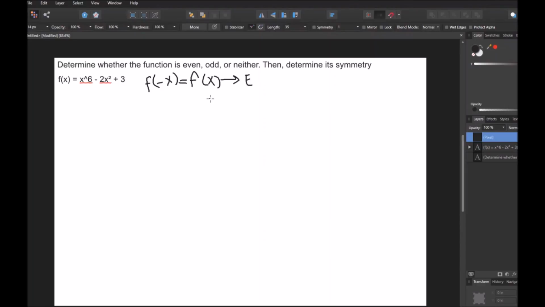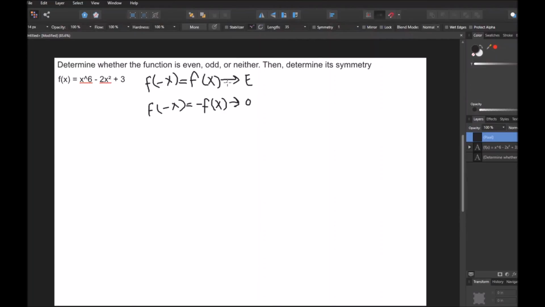I'm just going to write e for even. If f of negative x is equal to negative f of x, then the function is odd. O for odd. And if it's neither of these, then it's neither. So this may still seem somewhat confusing, especially because we're dealing with abstract things like x and negative x and all that. So let's do it for this one.